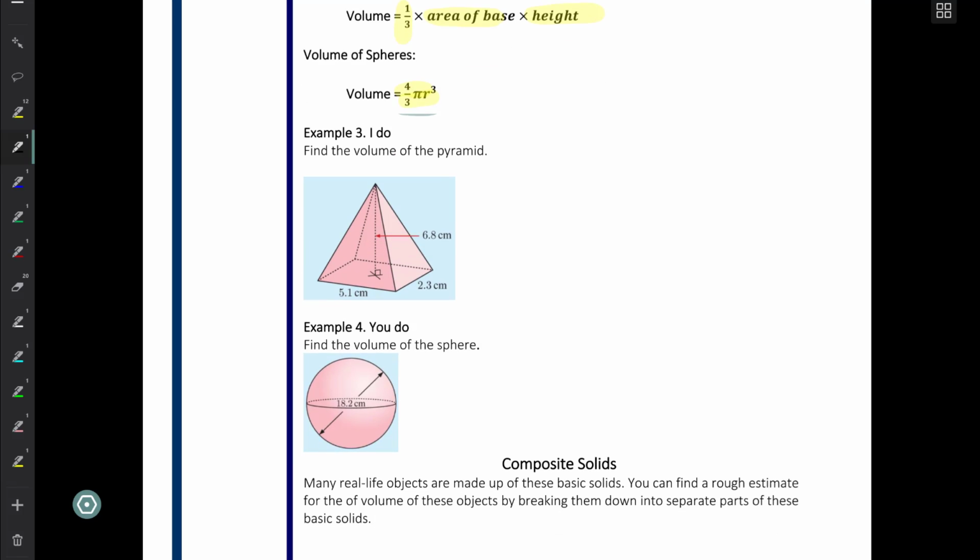So here we can see the dimensions of our base are going to be 5.1 by 2.3, and we have a height of 6.8. So I'm going to mark a couple of things here, and then I'm just going to apply that 1/3 area of the base, which is a rectangle, 5.1 by 2.3. And then we are going to find the height, plug that into our formula as well.